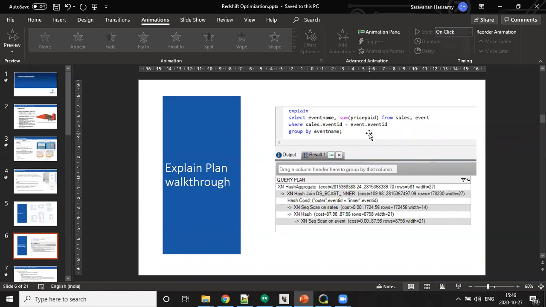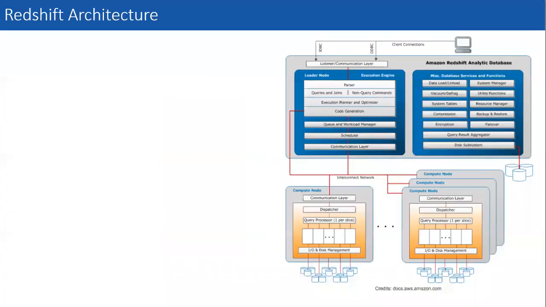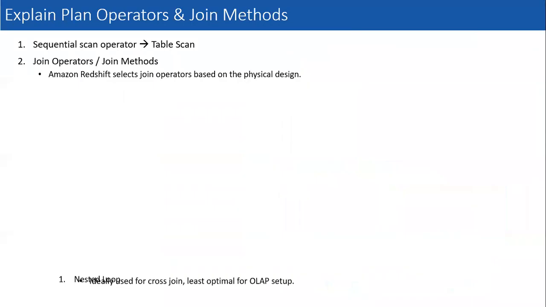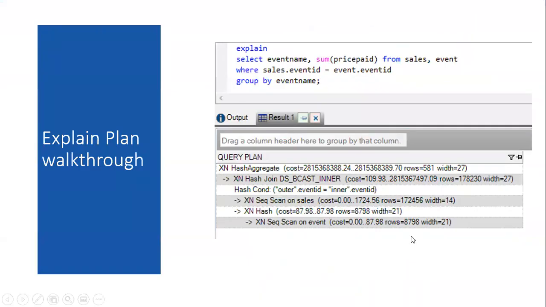As I said, the event table is a smaller table in this example. As we said a couple of slides ago, the event table is a smaller size because it has only 8798 rows. So instead of a key-based distribution style, we can go for an ALL distribution style. Just keep track of this number. It is a relative number, 281 and some more digits and 70. That's what we have as the cost to execute this query.